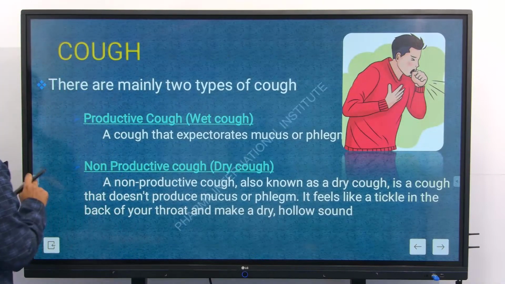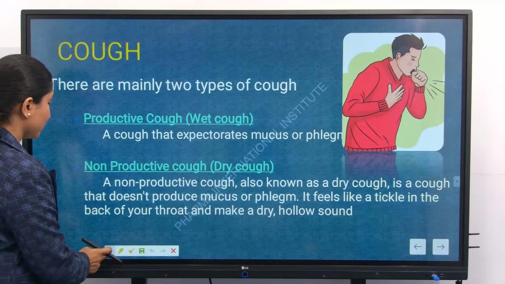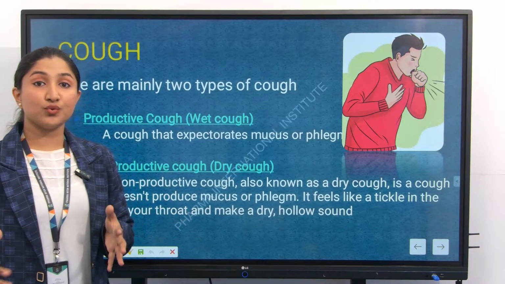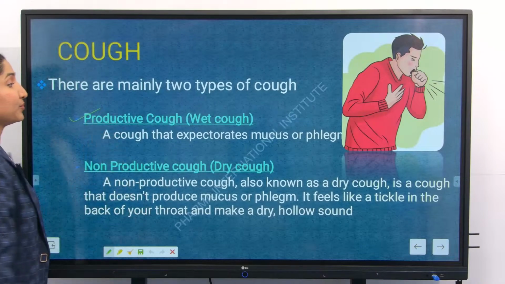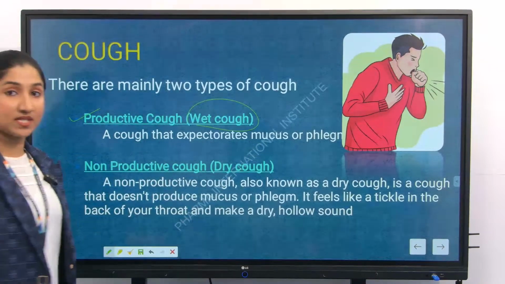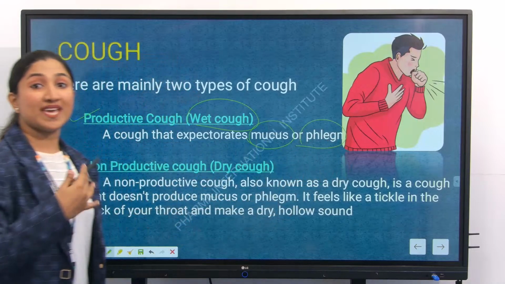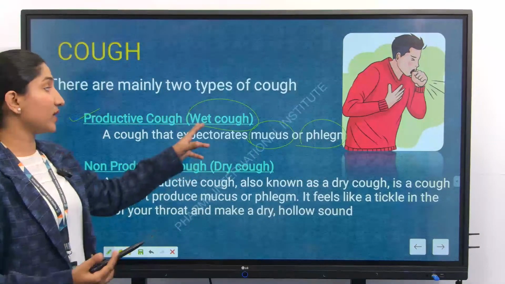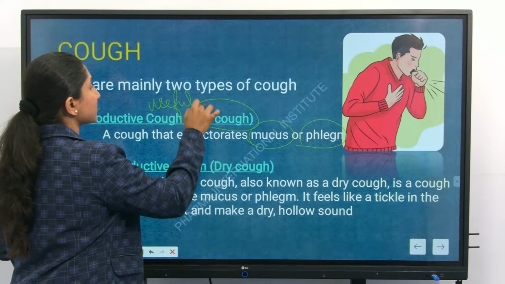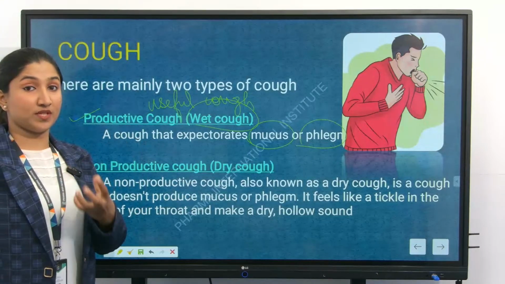What is cough? Cough is basically caused due to an irritation that is happening at the mucosal layer of the pharynx. This cough can be classified into two types. The first one is the productive cough, also called the wet cough. In the productive cough, the respiratory secretions or the mucus, also called phlegm, are excreted or expectorated out. That is why it is called the wet cough or the productive cough. It's also called the useful cough, where you get rid of the excessive respiratory secretions present inside your lungs.